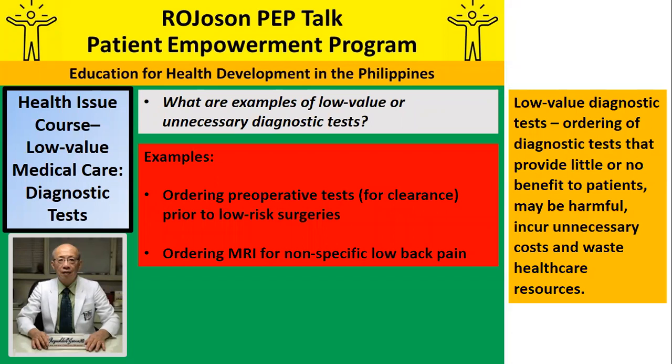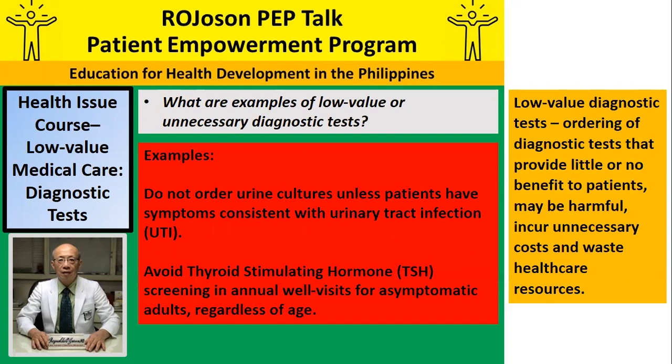So examples will be ordering a pre-op test for clearance, as I mentioned earlier, ordering MRI for low or non-specific low back pain, ordering urine culture. The advice of the Choose Wisely is, do not order urine culture unless patients have symptoms consistent with urinary tract infection. So the reason for this recommendation is that a lot of physicians are ordering urine culture, okay, left and right.